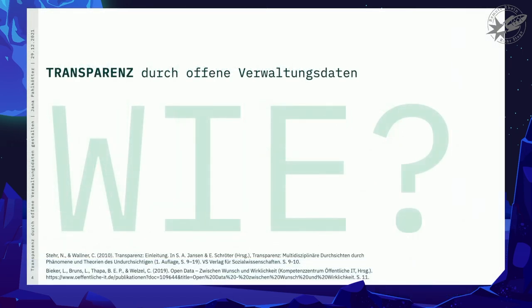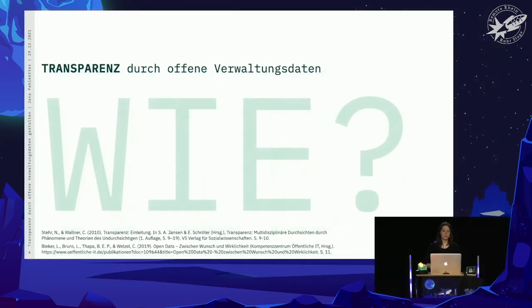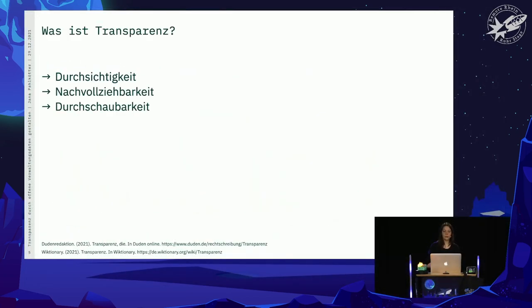But how does this happen in detail? How can we shape transparency, and how can we create transparency by open data? One conclusion from my work is that, quite typically, transparency is promised, but no practical way is shown how to actually create it. So let's have a look at the definition first.